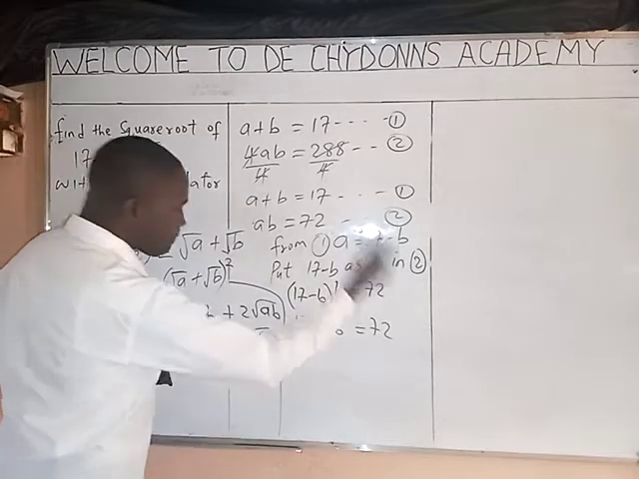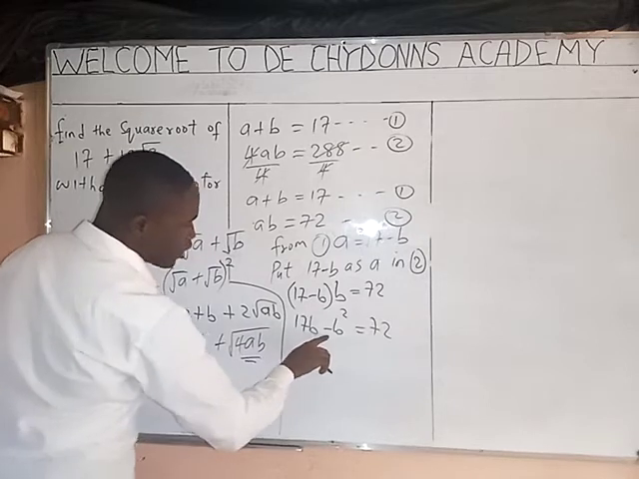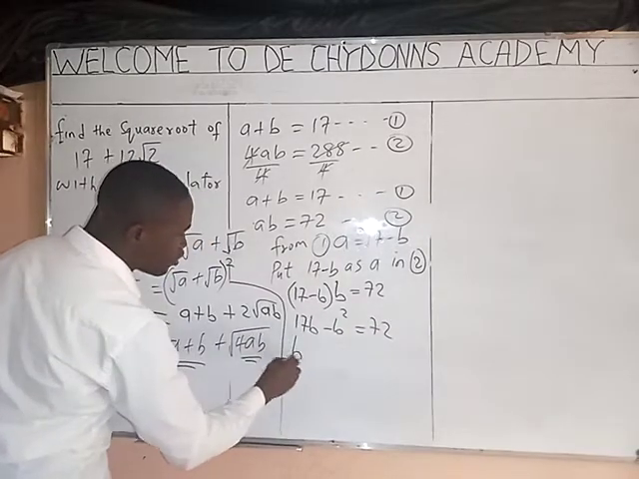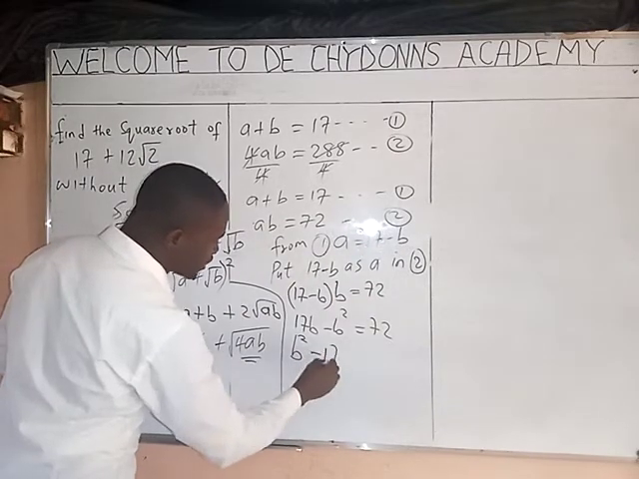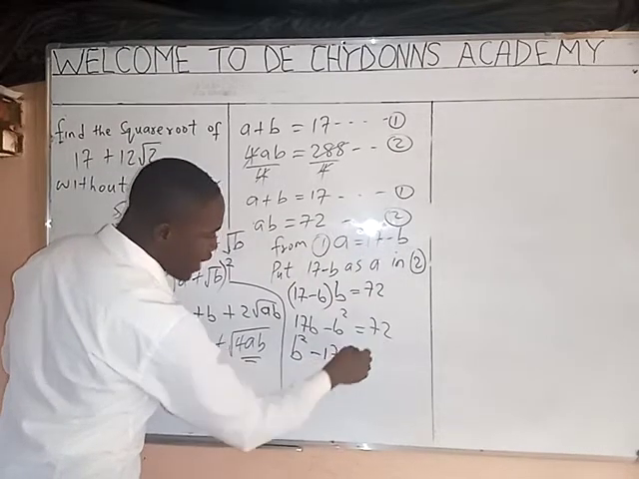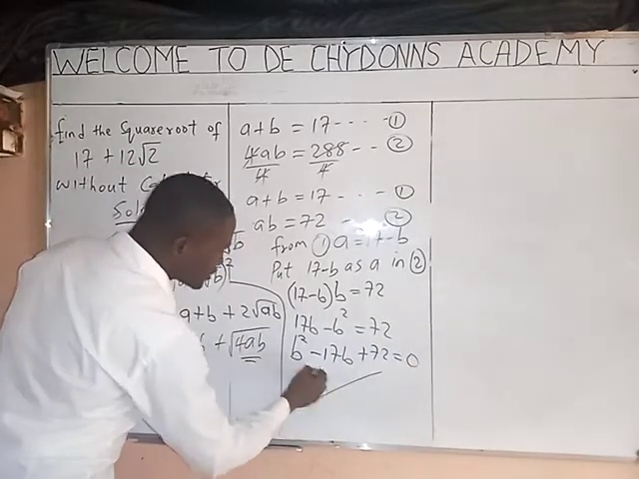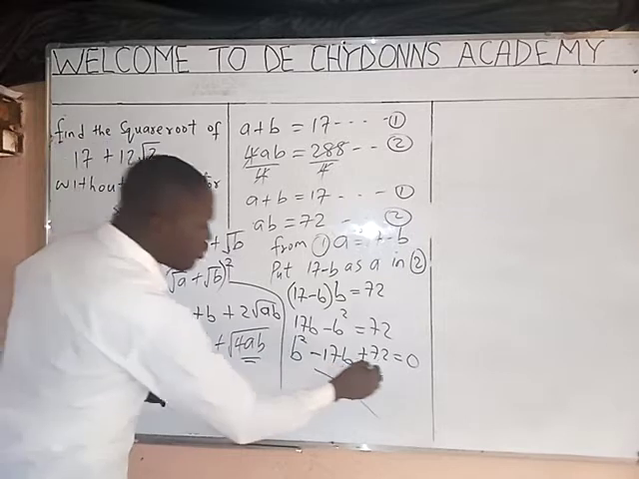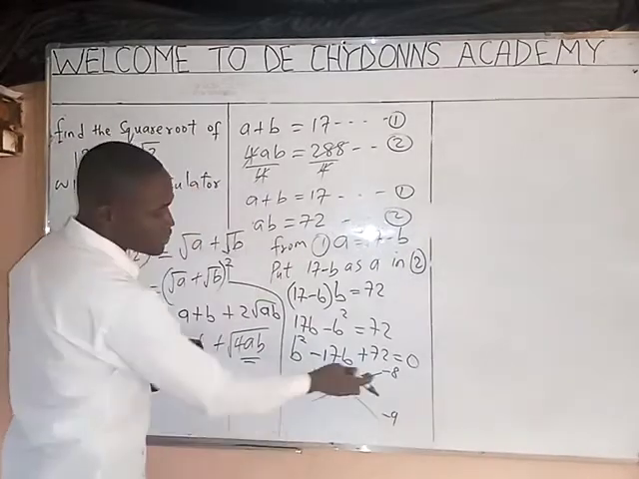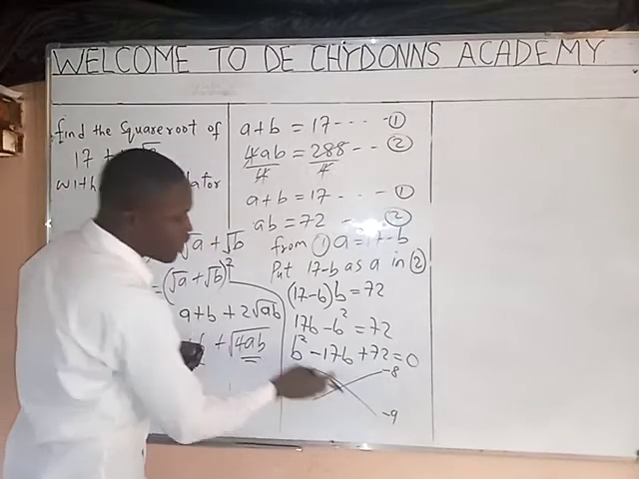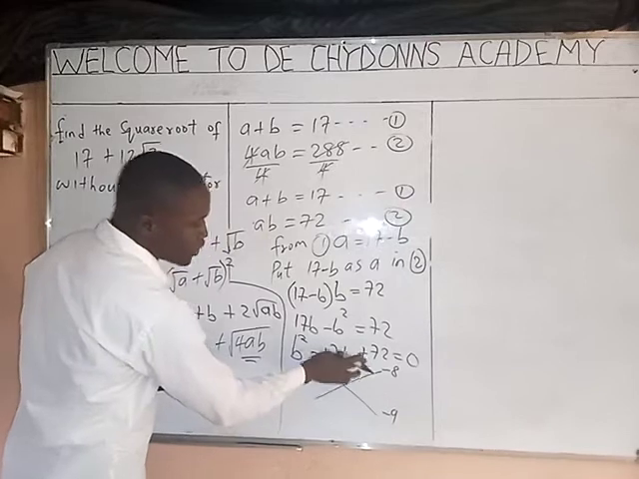We now say collecting like terms, or pushing everything to the other side, minus b square to the other side will give you b square. 17b to the other side will give you minus 17b. Then 72 will remain where it is, plus 72 equal to 0. You factorize. When you factorize, you will have minus 8 minus 9. Yes, minus 8 minus 9 will give you minus 17. Minus 8 times minus 9 will give you plus 72.